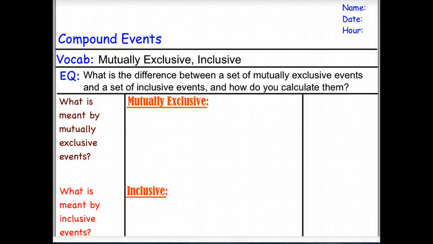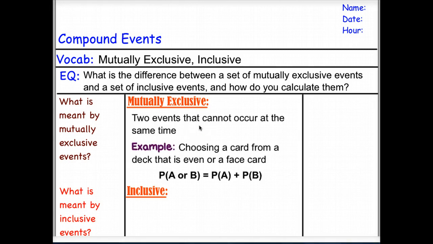Now that we've had the opportunity to take a look at independent and dependent events, now we're going to tie that in with mutually exclusive and inclusive or compound events. What we mean by mutually exclusive is we have two events that cannot occur at the same time.